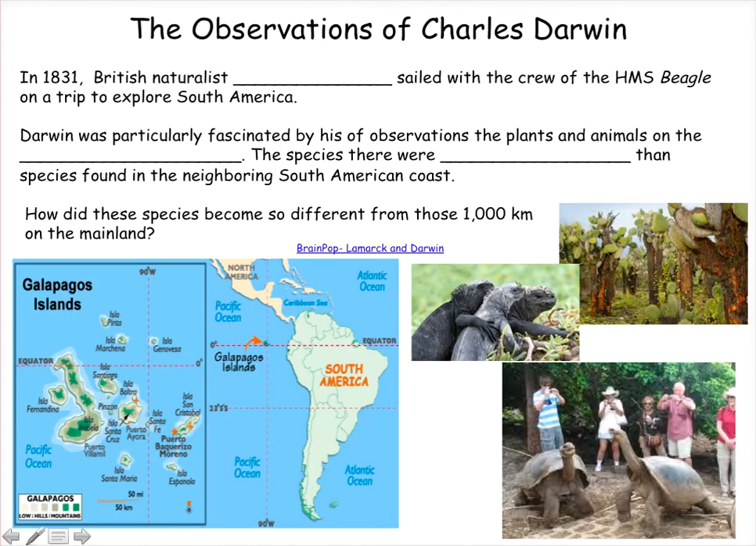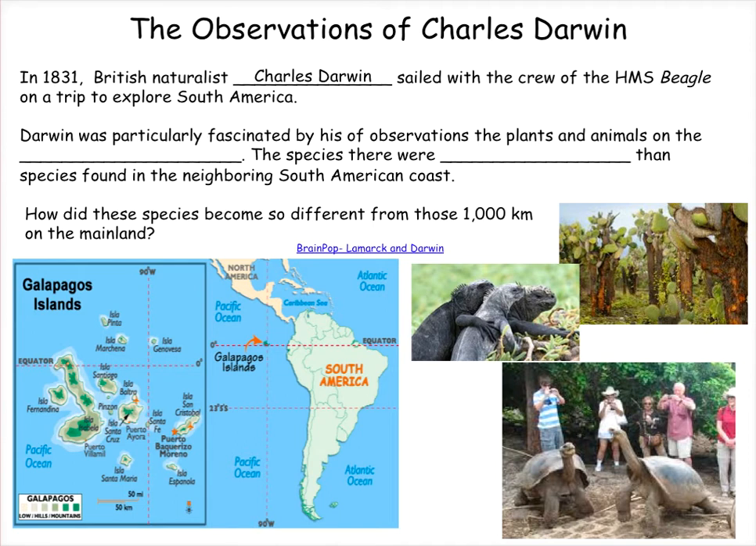Hello, students. Last time we met, we discussed the idea that species evolve, or change over time. We discussed Jean-Baptiste Lamarck's attempts to explain evolution, and how his hypothesis was ultimately shown to be incorrect. This provided the opportunity for another scientist, British naturalist Charles Darwin, to propose his own explanation for how species evolve.